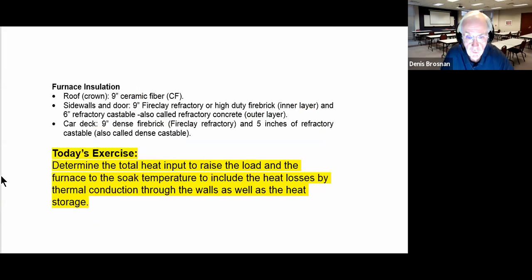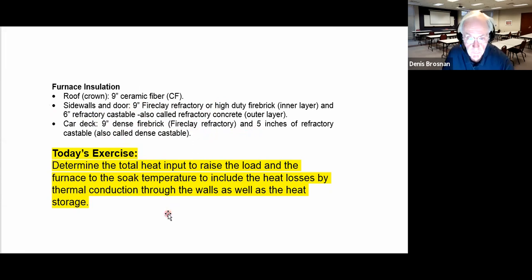We're going to have to also set up the furnace insulation. And I've given you the crown as ceramic fiber. The sidewalls as that fire clay refractory, 9 inches this time. 9 inches is meaning that the bricks set a little different in the kiln than in previous examples. We've used the 9-inch direction as the lining thickness. And 6 inches of refractory castable backing it up, refractory concrete. The car design is 9 inches of dense fire brick, very typical to give a hard surface to a car deck, with 5 inches of refractory castable underneath.